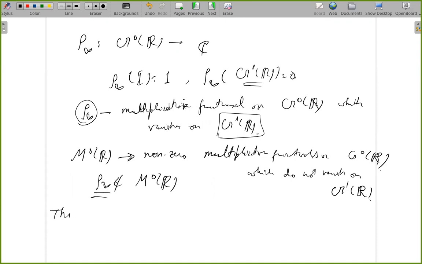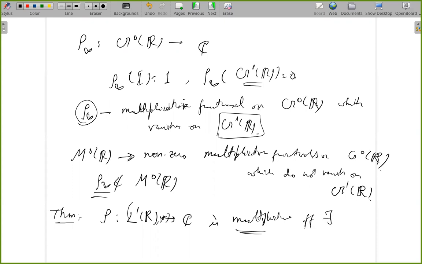So here's a theorem. A map rho from L1(R) to C is multiplicative, meaning you're thinking of L1(R) as a Banach algebra under convolution and you have a one-dimensional representation of it, if and only if there exists a real number r such that rho of f is equal to f hat of r.